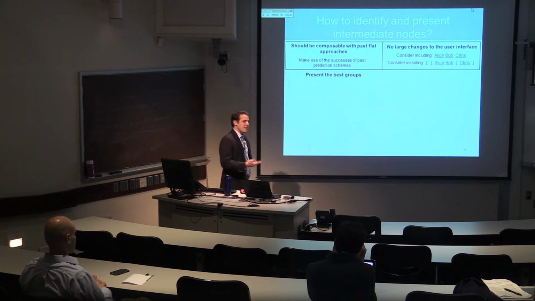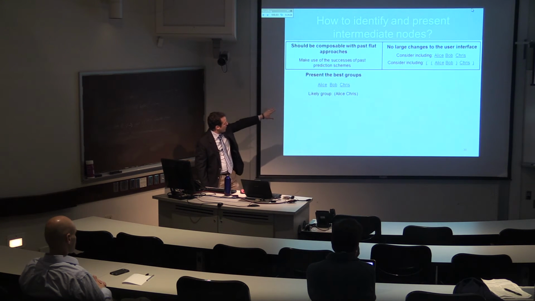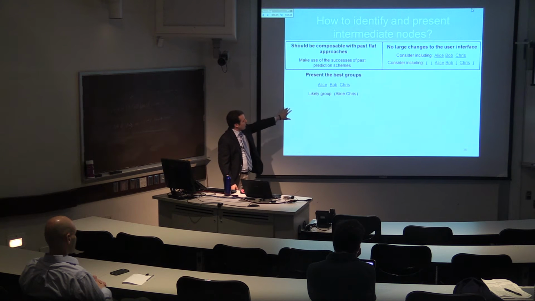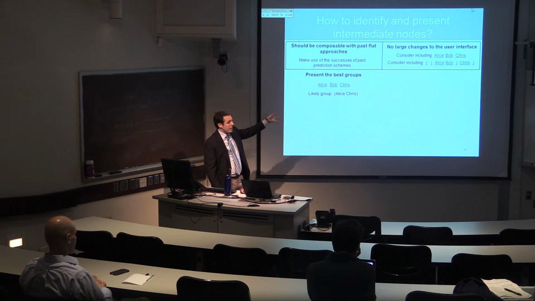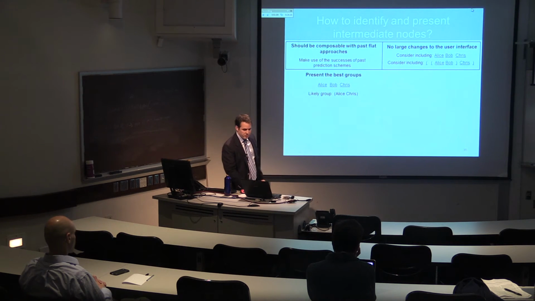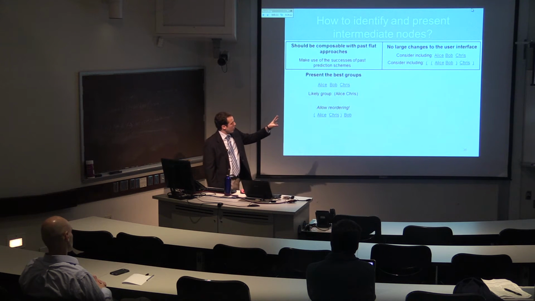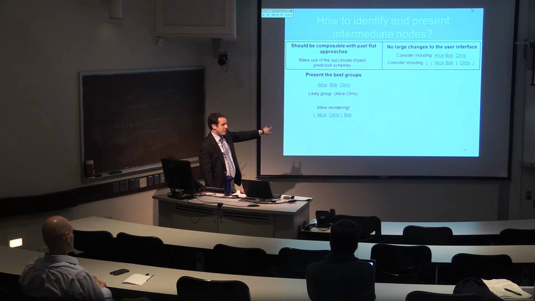We also want to present the best groups. To explain what I mean, let's look at an example. We may have this Alice, Bob, and Chris list that's generated by some flat approach, but we have a likely group Alice and Chris. To present this with our marker approach, we need to move Chris, allowing reordering, to allow Alice and Chris to be placed next to each other and thus inside parentheses.